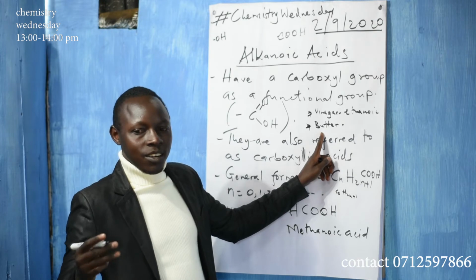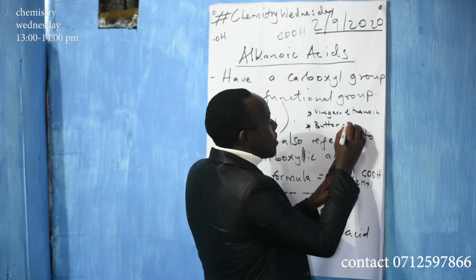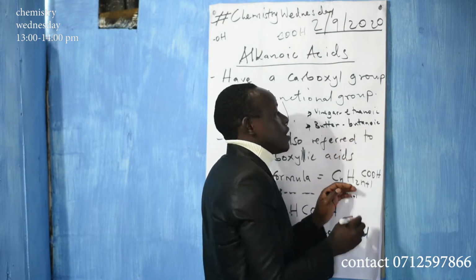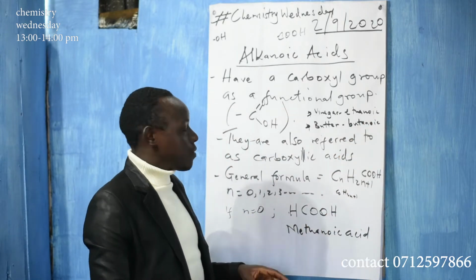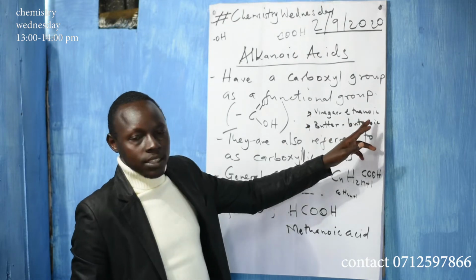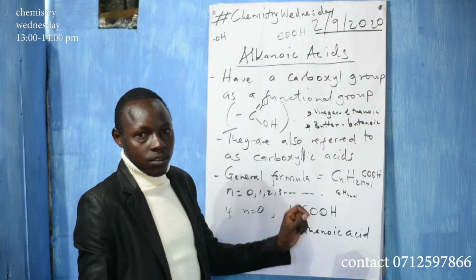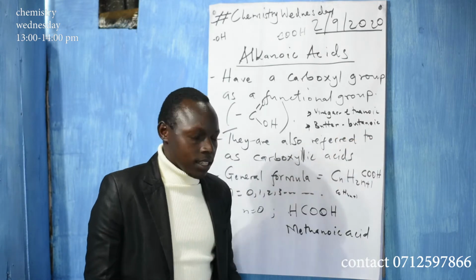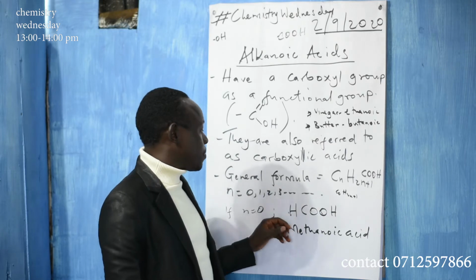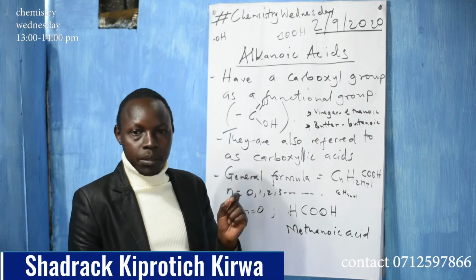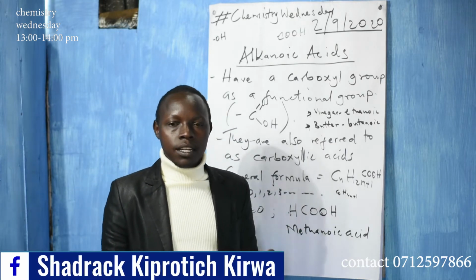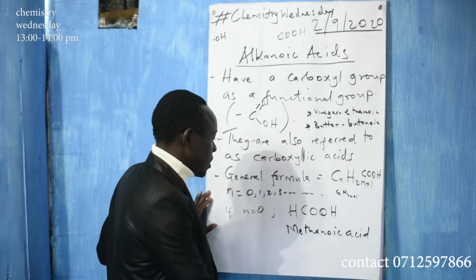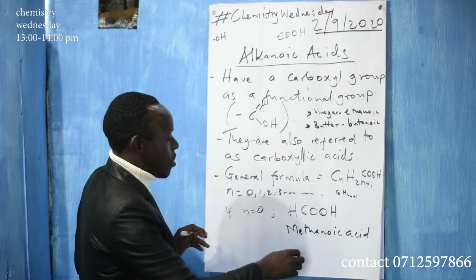Buttermilk. Now, butter contains butanoic acid, etc. So these are the occurrences of these acids. Vinegar contains ethanoic acid, which is referred to as vinegar, the other name. Butter contains butanoic acid. We also have the stings, the bee sting and the wasp sting, which also contain these alkanoic acids. So that is where they occur.